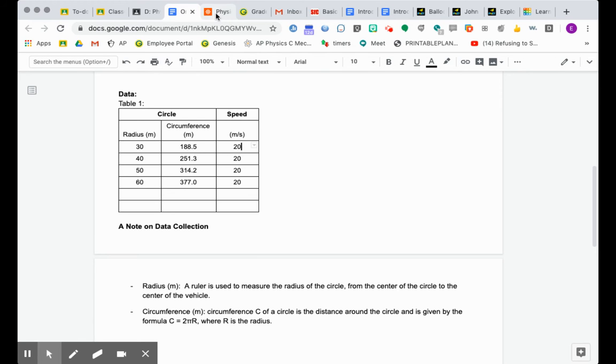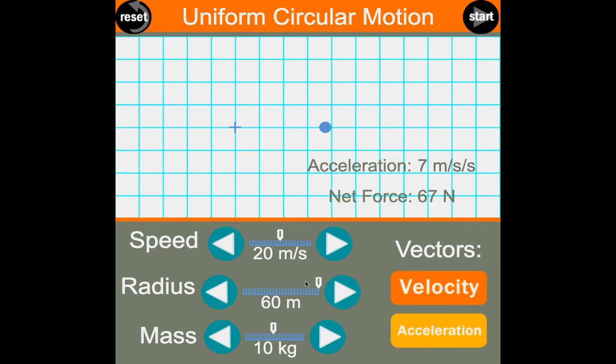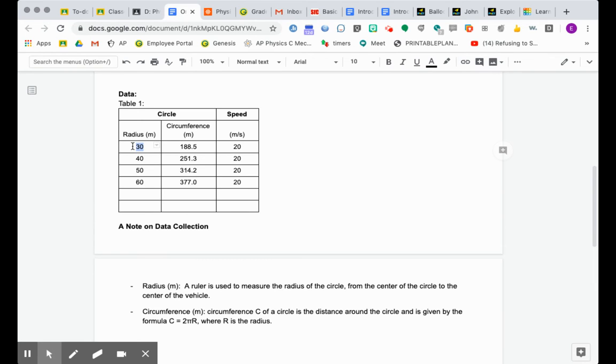Okay, so in our simulation, we see that we can change a few variables. According to the directions, we are asked to change only the radius. Our job is to either decrease or increase the radius. So I chose consistent values. In my example video, in which I demonstrated how to do the lab, I started out with a radius of 30.